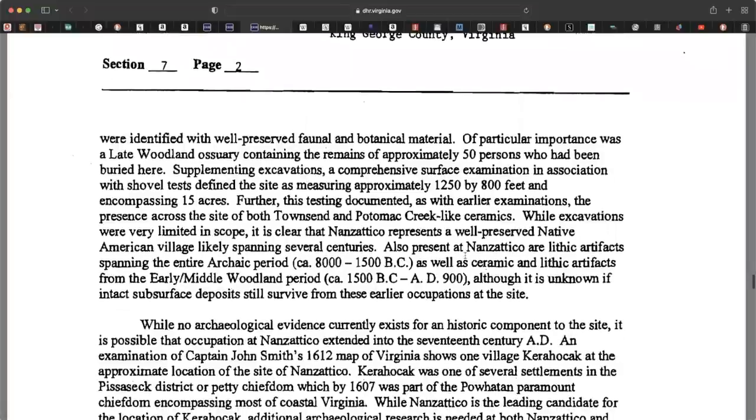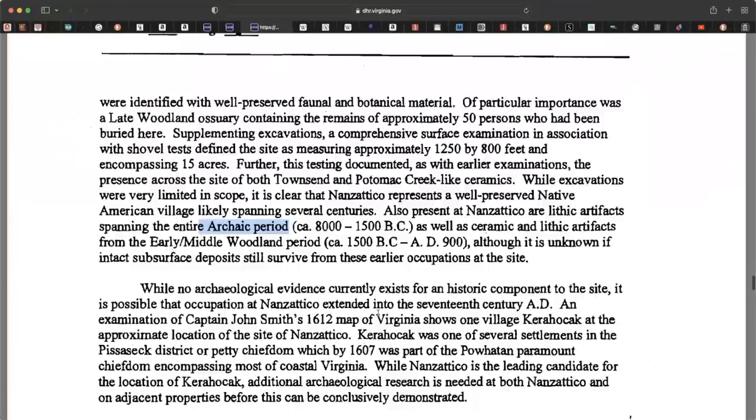It says, also present at Nanzatico are lithic artifacts spanning the entire archaic period from 8,000 to 1500 BC. Listen, from 8,000 BC. 8,000 BC, that's 10,000 years ago, guys. There's people living here, right? Since prehistoric times. Ancestors, supposedly, of the Nanzatico people, as well as ceramic and lithic artifacts from the early middle woodland period from 1500 BC to 980.